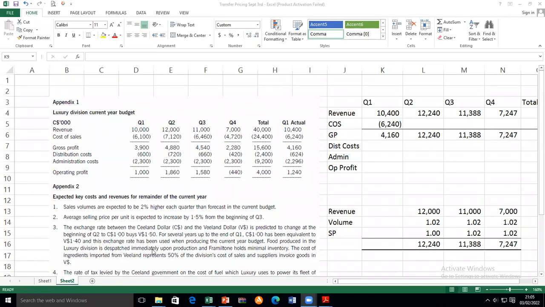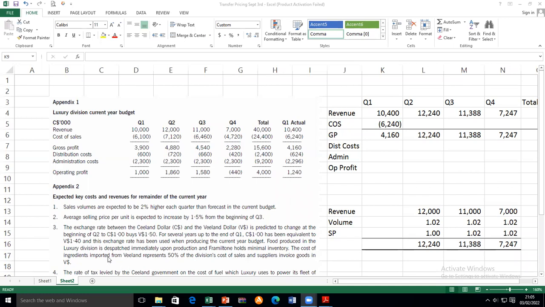Okay, so we need to understand this exchange rate story here. Of course, it's a story which is very interesting for students, but let's follow it up. For several years, up to the end of Q1, $1 has been equivalent to 1.4. And this exchange rate has been used when producing the current year budget.